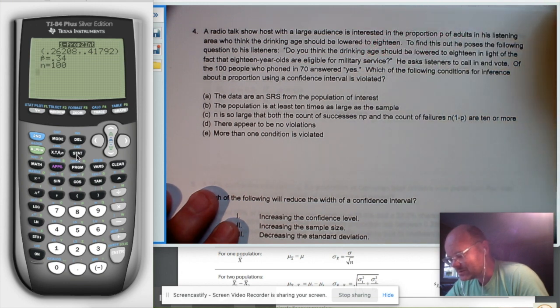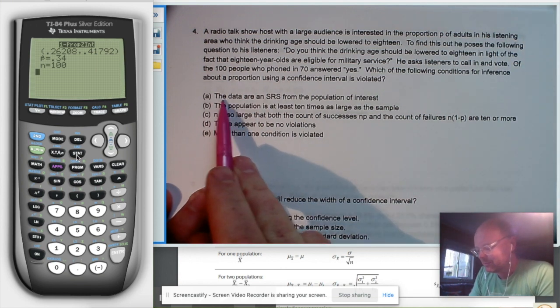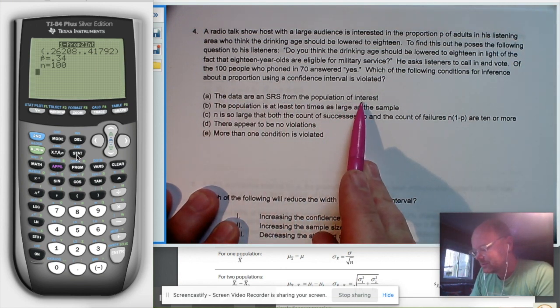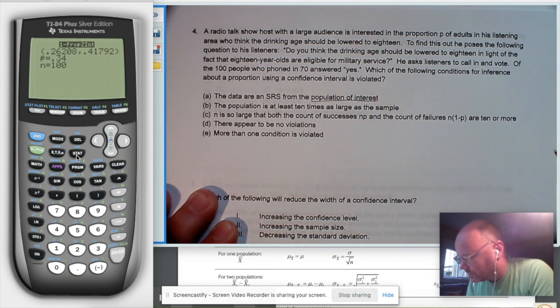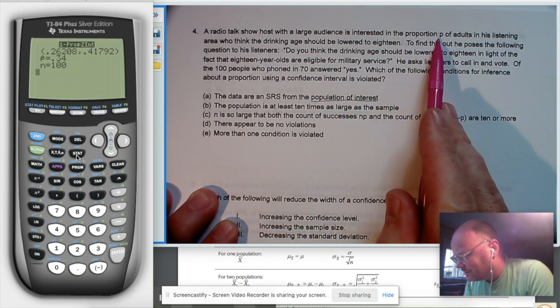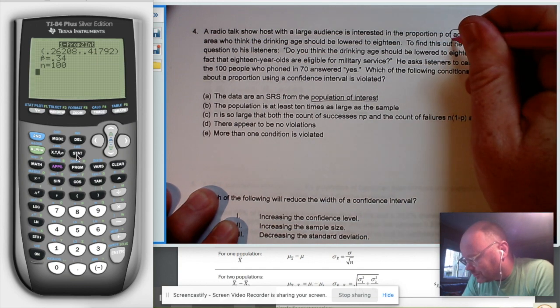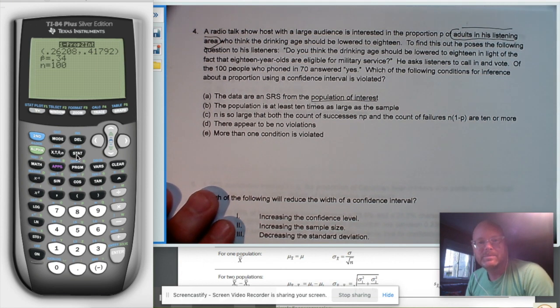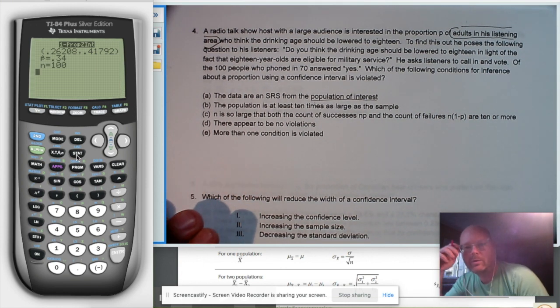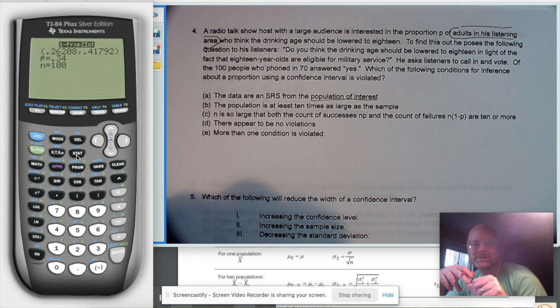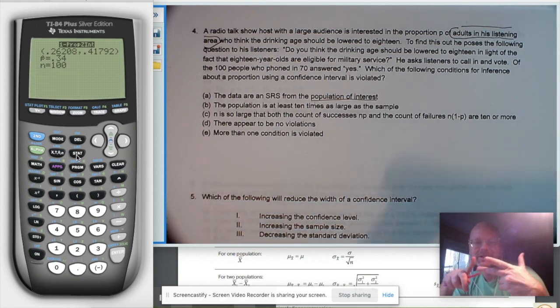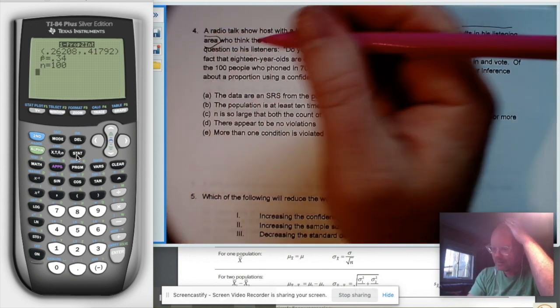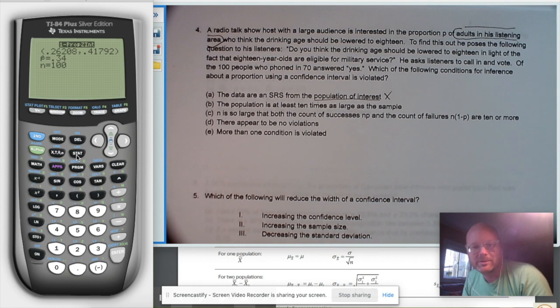Which of the following conditions has been violated? Are the data from an SRS of the population of interest? Well, the population of interest is what? Just his listeners? Or no, the population of interest is adults in his listening area, right? That's our population of interest. But this is definitely a voluntary response type of poll, right? In order to participate, you would have to be listening to the show, hear the question, and feel inspired to call in, right? So that's not a random sample. That one's definitely been violated.